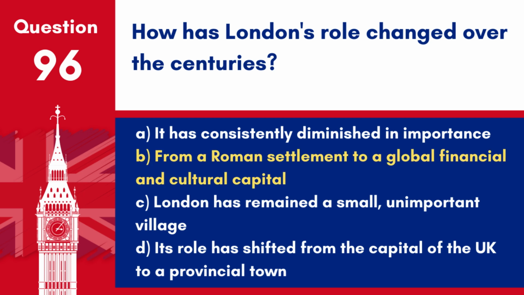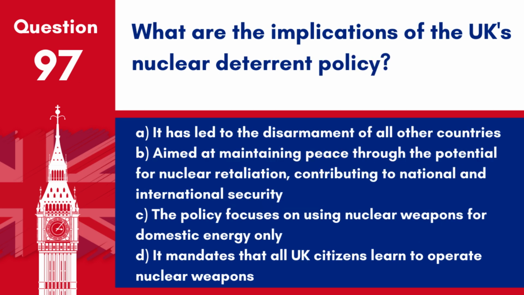Answer: B. From a Roman settlement to a global financial and cultural capital. London's evolution reflects its growing significance in trade, politics, culture, and finance, establishing it as a key global city. Question 97. What are the implications of the UK's nuclear deterrent policy?